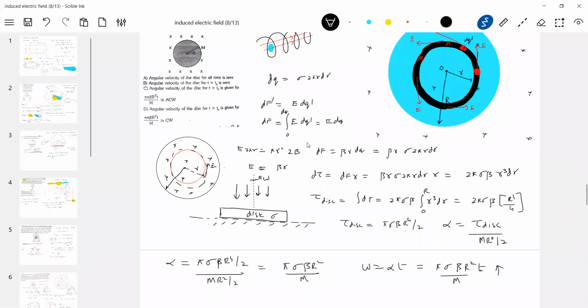Able to make it out? This one is placed on a smooth surface. If the surface is rough, something else will happen. Torque due to friction will come. The disk will rotate only when the torque has sufficient magnitude to overcome the friction.